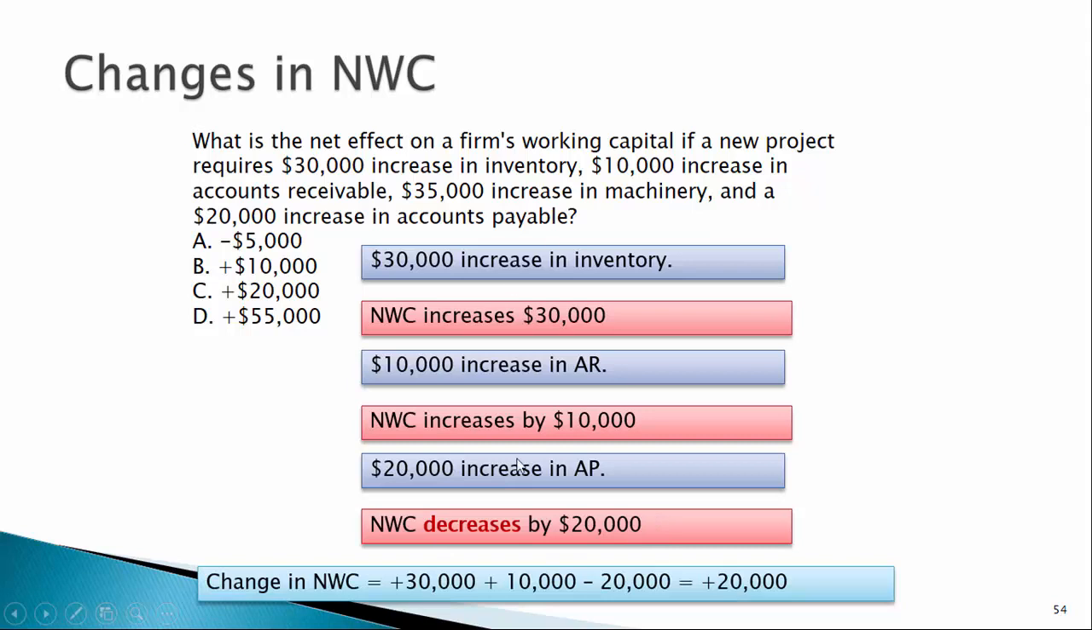So the total will be the sum of these. My current assets will go up by $40,000, but my accounts payable will go down by $20,000. So the net effect is going to be a $20,000 increase in net working capital. And that's going to require cash. Right? That means I'll have to spend $20,000 to support my net working capital in this case. Right? But the answer here, what's the net effect on a firm's working capital, is C, $20,000.